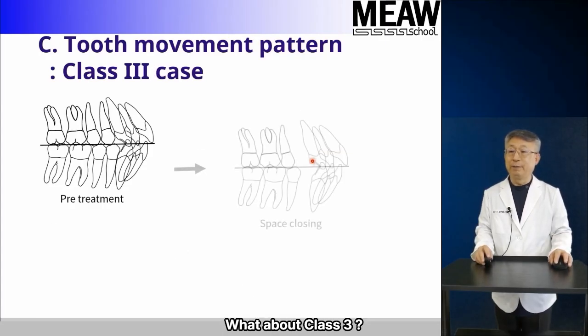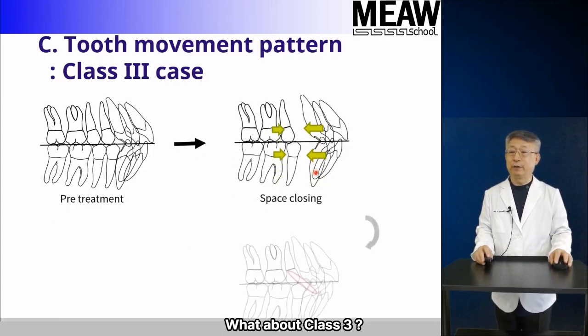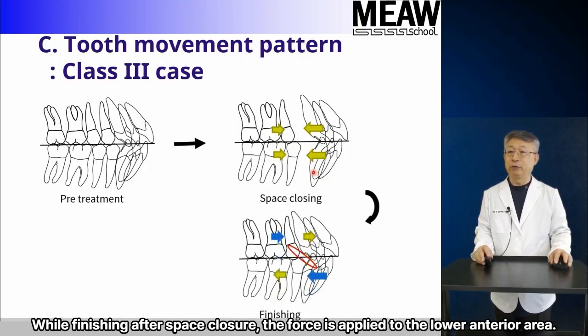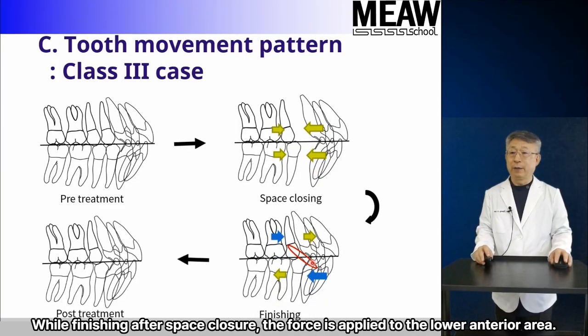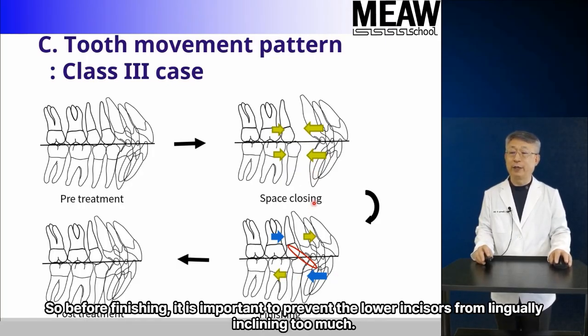What about Class 3? While finishing after space closure, the force is applied to the lower anterior area. So before finishing, it is important to prevent the lower incisors from lingually inclining too much.